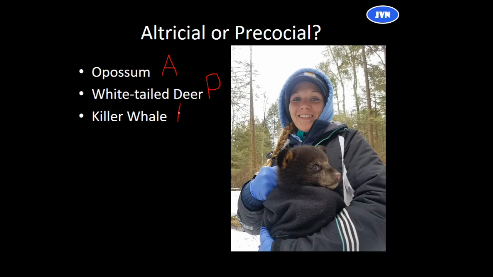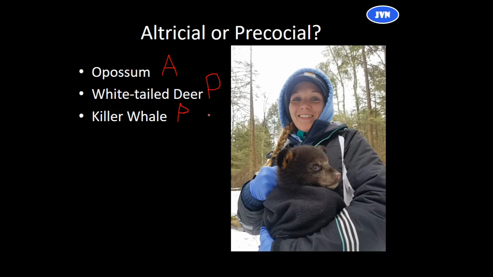Well, if you said, haha, just kidding. If you said precocial, then you are absolutely correct. Why do killer whales have to be precocial? Well, they can't be helpless, right? Whales are born in the water. Whales breathe air. What happens to altricial baby whales? They drown. So even if we don't ever study killer whales, you have to know they must be precocial.